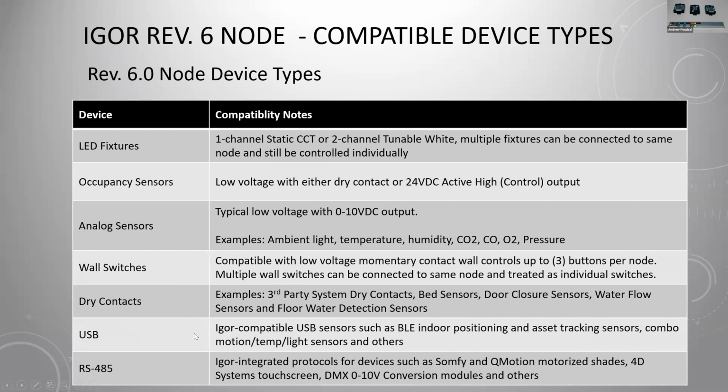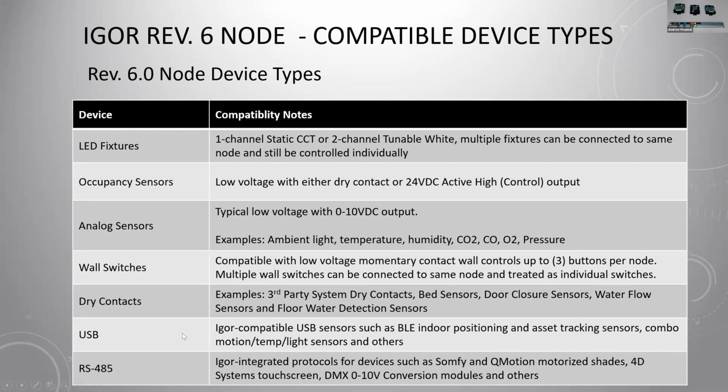And so then once we get into some of the newer connection types that the linear node has that the Rev 5 doesn't, any Igor compatible USB sensors, such as Bluetooth low energy indoor positioning and asset tracking sensors, some combo motion, temperature, light sensors have been developed, and others. So it's not quite like the USB port on your PC. I mean, it's got the same power and data capability, but we don't have every possible driver loaded on the node.